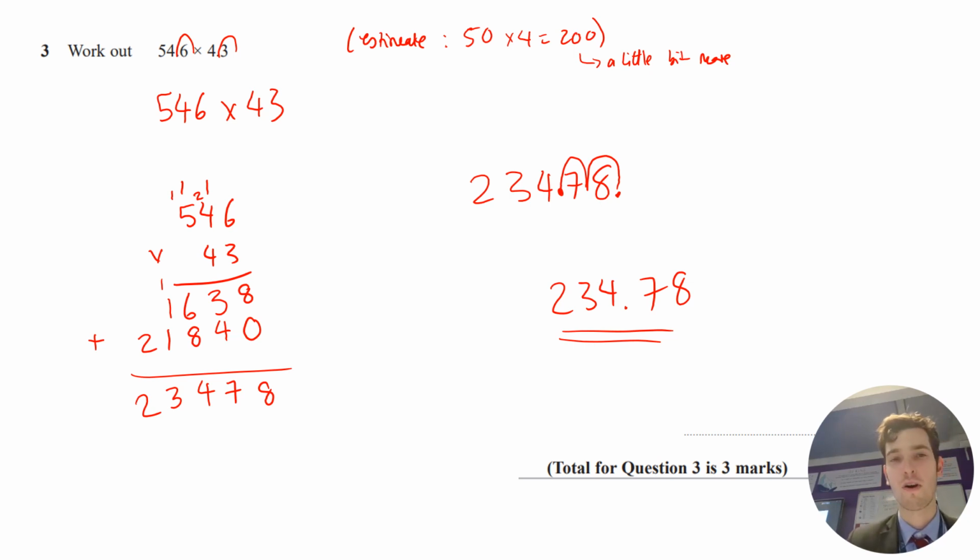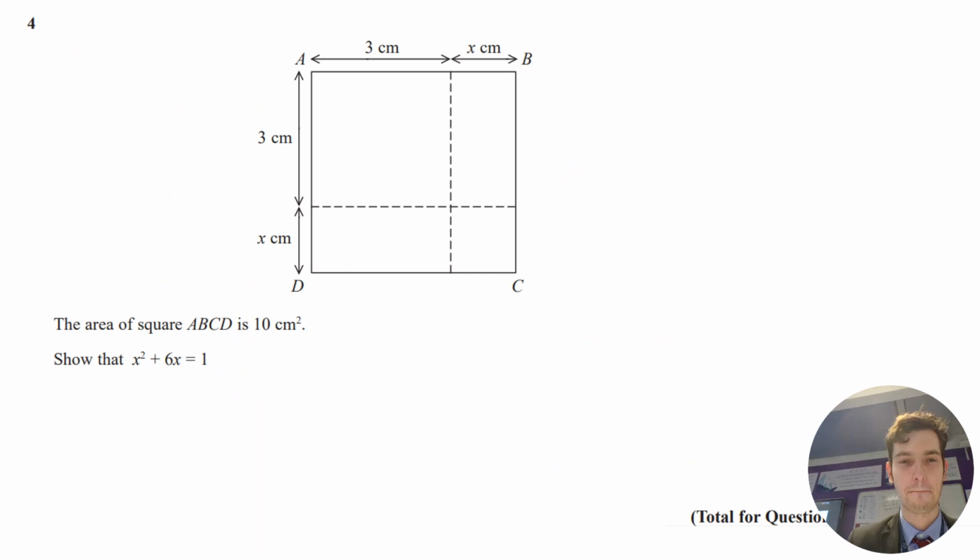Let's move on. Okay, the area of square ABCD is 10 centimeters squared. Show that 8x squared plus 6x equals 1. Okay, so if it's a show that question, I know that this needs to be my answer. I do not want to start off with it. So I need to find that as my answer.